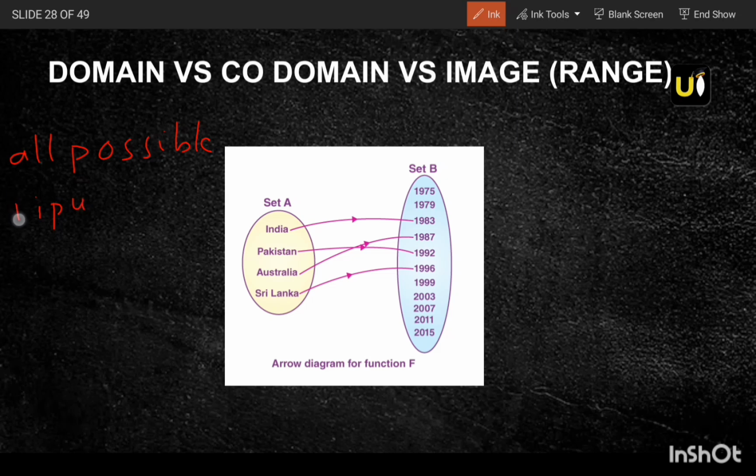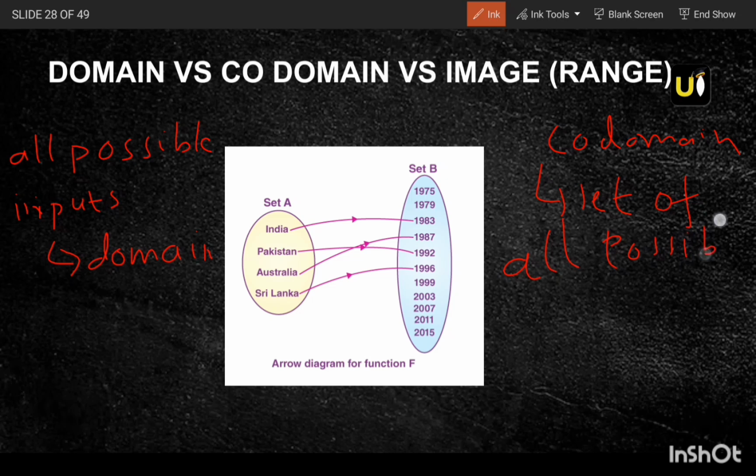The set of all possible inputs of a function is defined as a domain. What is codomain? Codomain is a set of all possible values that can be attained by the values in domain.